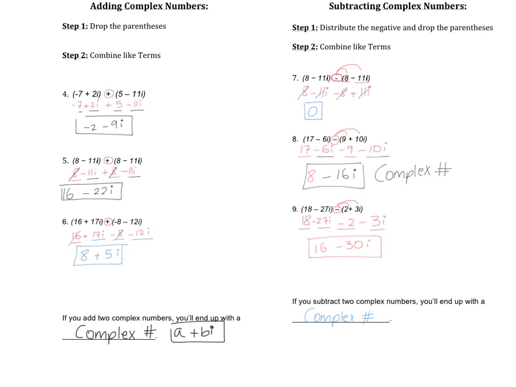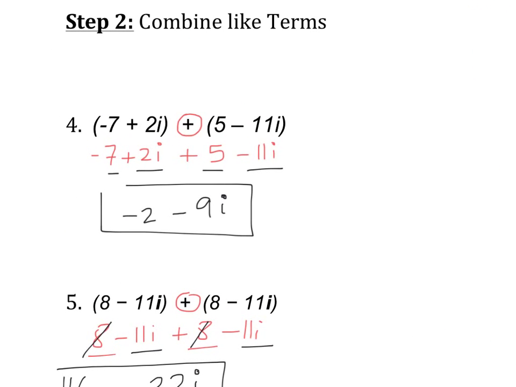complex numbers. Now, a common mistake that a lot of students make is that the moment they see parentheses, they think they need to FOIL. So they start FOILing -7 times 5 and -7 times 11i. Now, that is incorrect because we have an addition between them. So we're actually adding and not multiplying. So you just drop the parentheses and combine like terms.